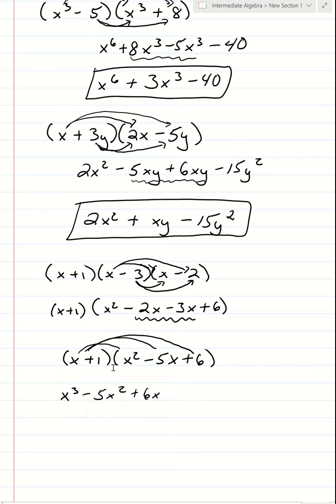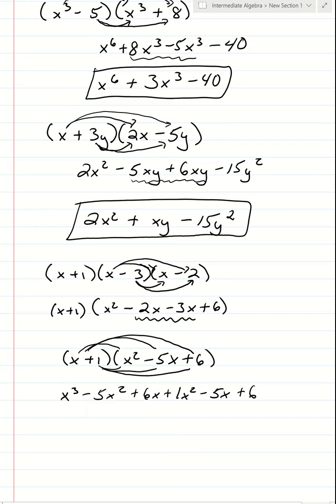And just like I multiplied the x with all three terms, I now have to multiply the 1 with all three terms. Well, 1 times the x squared would give you a plus 1x squared. 1 times the negative 5x would give you a negative 5x. And 1 times the 6, of course, would give you a plus 6.